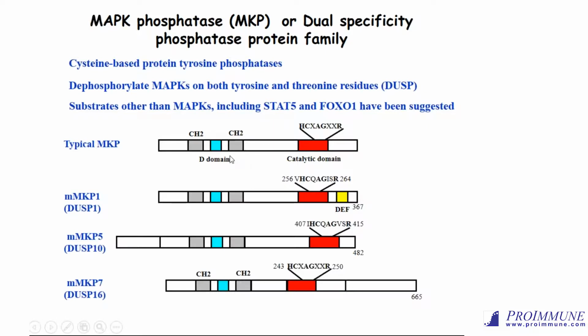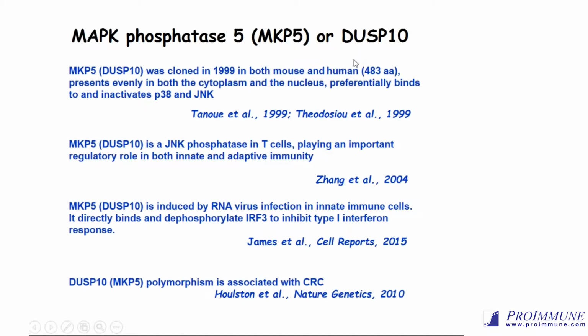This slide shows the typical structure of these MKPs or DUSPs. You can see here that all the DUSPs contain a conserved catalytic domain in their C-terminal. They also have a D domain in the N-terminal, which mediates the interaction between them and their substrates. In my lab, we focused on several of these DUSPs or MKPs, including MKP5, also known as DUSP10, as well as MKP7, MKP2, and MKP3. Today's talk is about MKP5 or DUSP10.